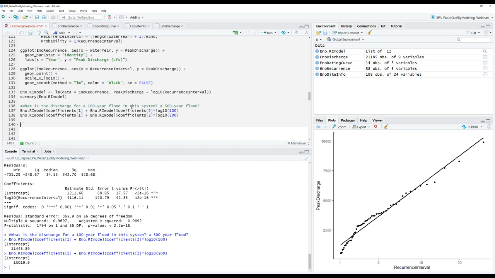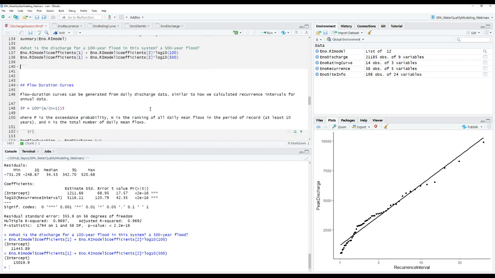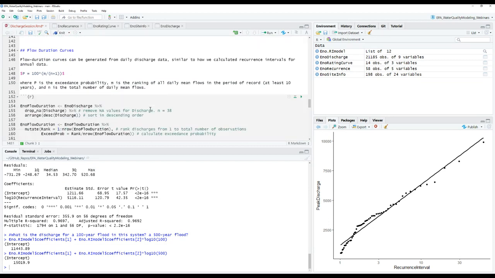Okay, so that gets us through recurrence intervals. Again, if you have any questions specifically about that, please feel free to post them in the Q&A. But maybe moving on from there, this will be a nice flow into flow duration curves.